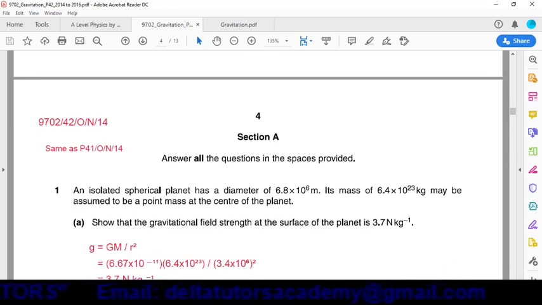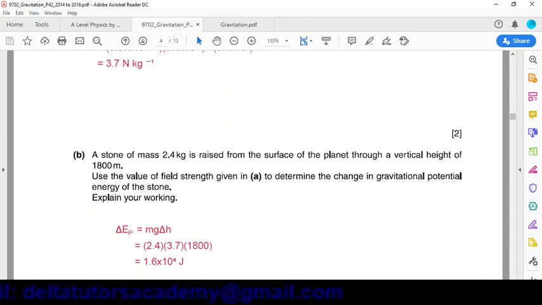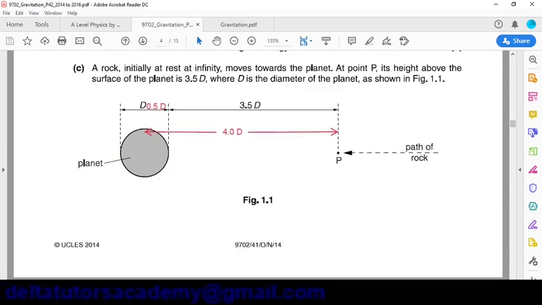Okay, next question. It is from October November 14, and the same question is repeated in paper 4 variant 1 that I have already uploaded. I will give the link in the description below, so you can check from there. Now we will jump to the next question.